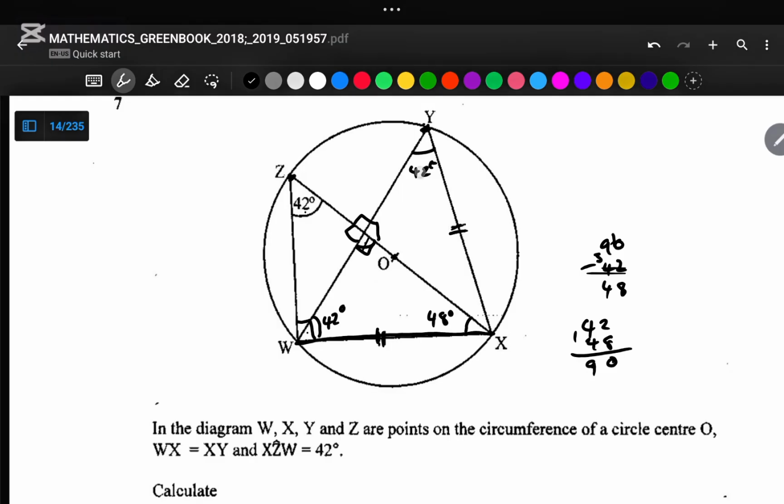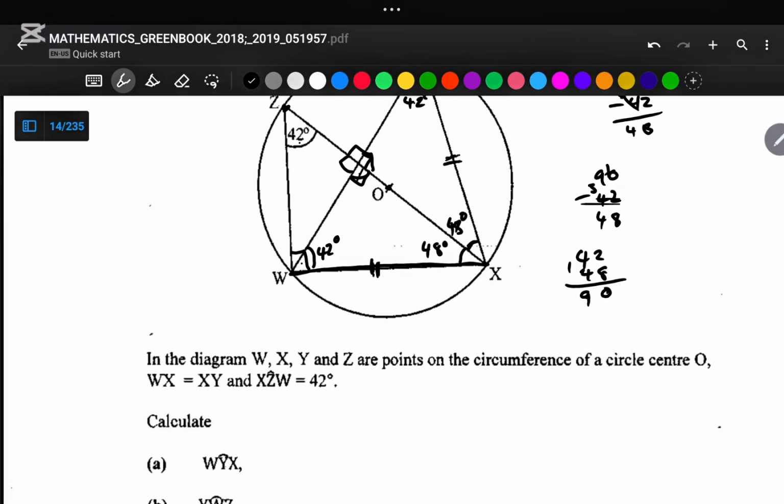Alright, so if we have this one and then 90 this one, you can simply calculate this one also. So this one is 90 minus 42. So it's 48. So here it's also 48 degrees.